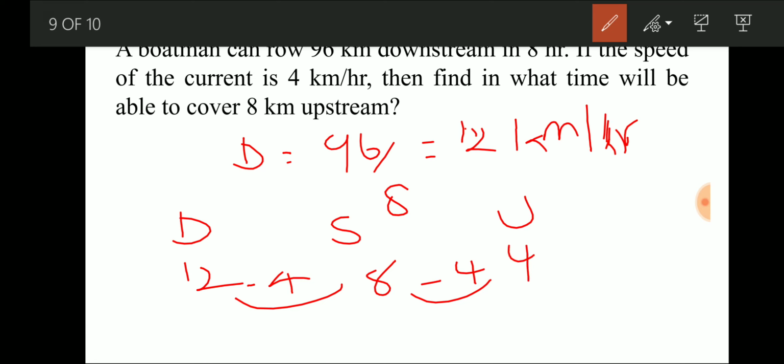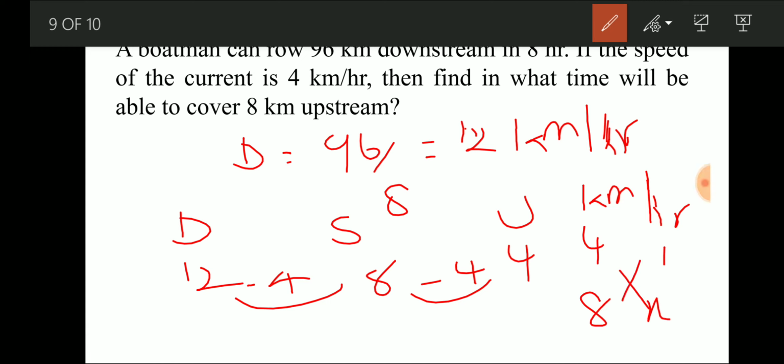He's asking how long it will take to travel 8 kilometers upstream. We know upstream speed is 4 kilometers per hour. It takes 1 hour to travel 4 kilometers. So for 8 kilometers, how long does it take? The answer is 8 by 4, which is equal to 2 hours. The problem gets over here. It's 2 hours. A very simple technique. Again, this is how you solve these questions.